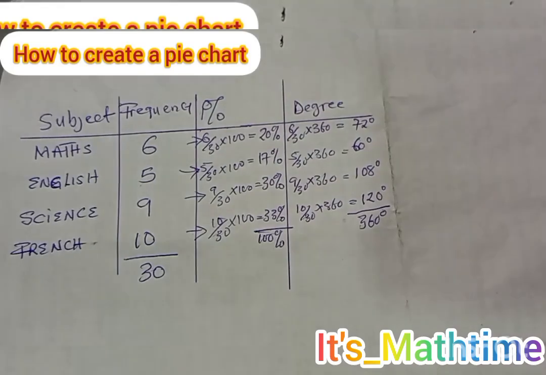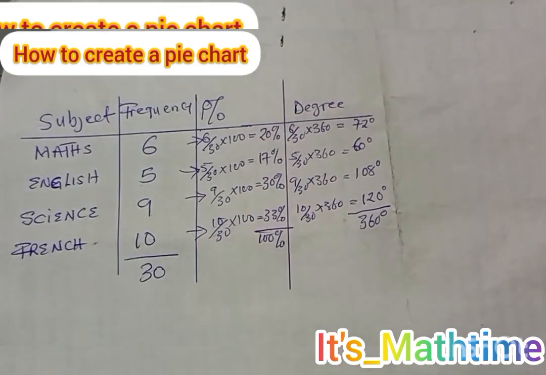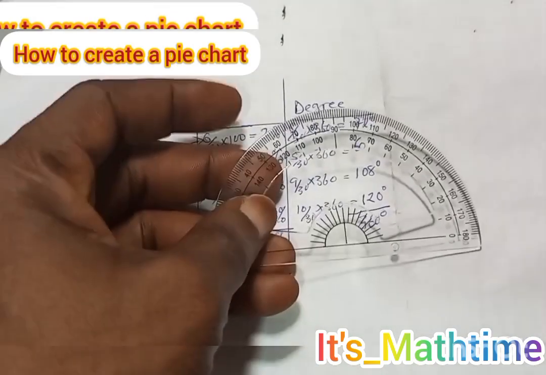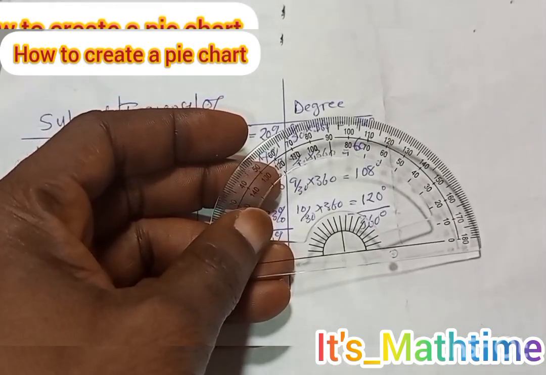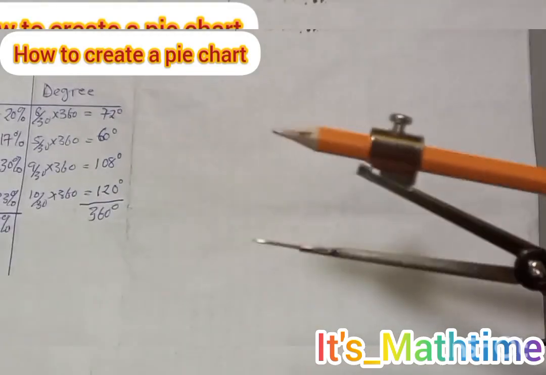So now the next thing is to use what we have here now to plot it on our pie chart. Mind you, we're going to use this to draw a perfect circle. Then we're going to use this protractor to measure the angle. Is that okay? So now I've opened my pair of compass to the desired radius.